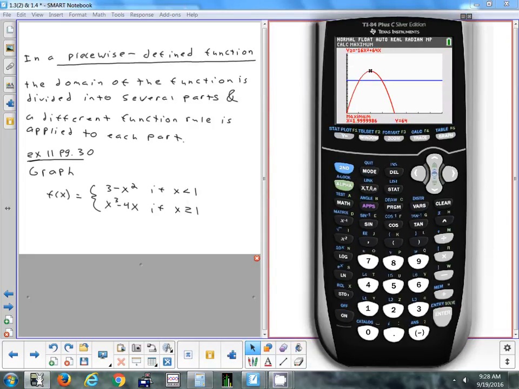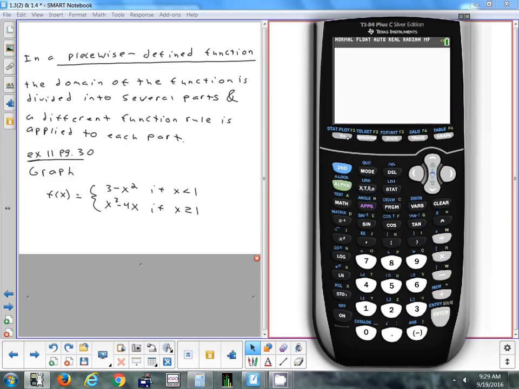Right, so the key to graphing a piecewise function on the calculator is parentheses. We've got to put everything in parentheses. Normally when we graph a function, we don't have to. Okay, but now we will. I'm going to type the first one in y1, 3 minus x squared.